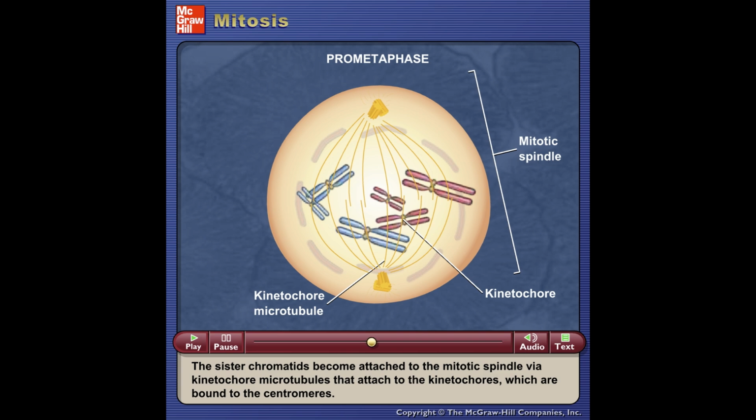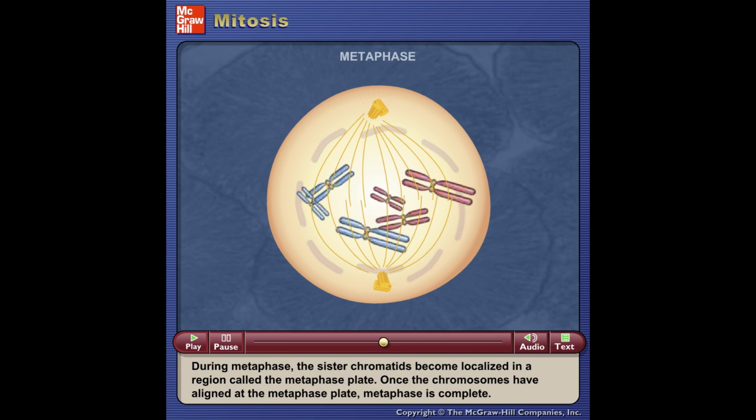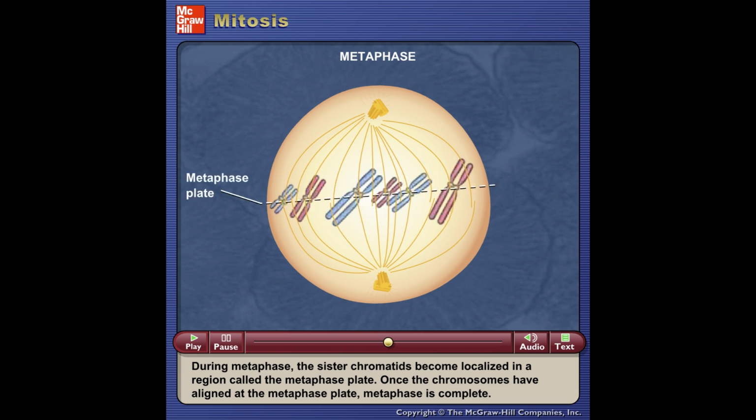As prometaphase is nearing its end, the sister chromatids are observed to jerk back and forth between the two poles. During metaphase, the sister chromatids become localized in a region called the metaphase plate. Once the chromosomes have aligned at the metaphase plate, metaphase is complete.